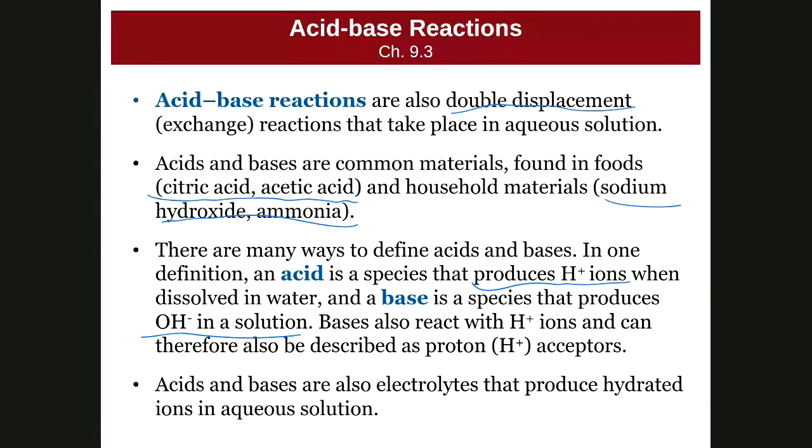Another definition, slightly different, is that bases react with hydrogen ions, also called protons, and can be described as proton acceptors. So sometimes the base doesn't produce hydroxide ions in solution, but if it does react with the hydrogen ion to form typically water, then we call it a proton acceptor, and it is also considered a base. Another thing to know is that acids and bases are electrolytes. Not always strong electrolytes, we'll get to that in a minute, but electrolytes that produce some hydrated ions in solution.